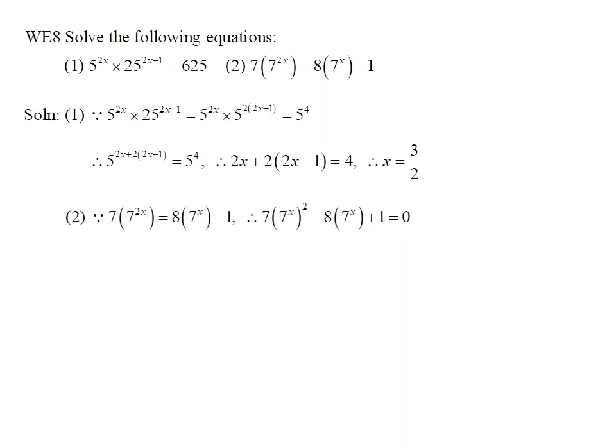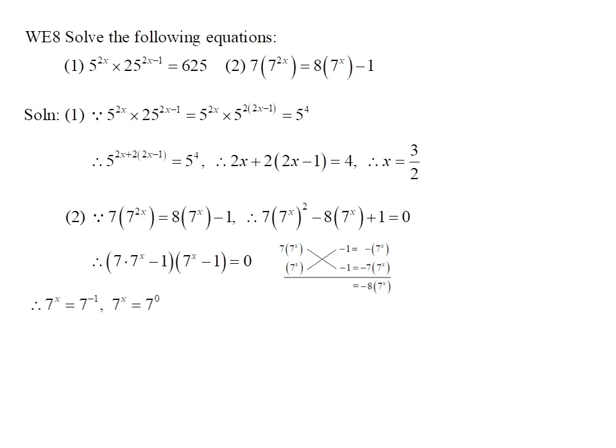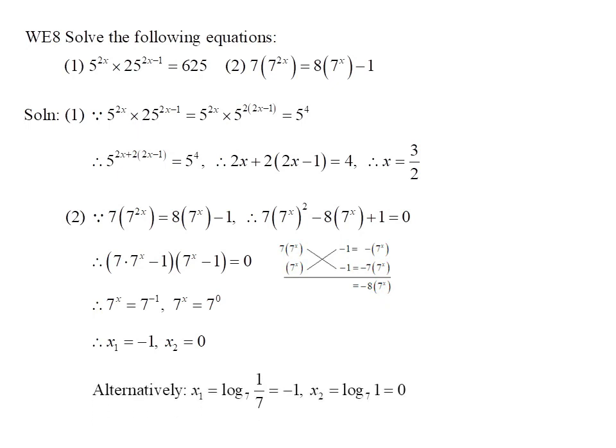As for question 2, since this equation can be reduced to quadratic form, we may apply the quadratic technique to find values of 7 to the x. After factorizing the equation, we have the values of 7 to the x that are 1 over 7 and 1 respectively. Hence, we obtain the values of x that are -1 and 0. Alternatively, we may transform them to the logarithmic expression to obtain the results.